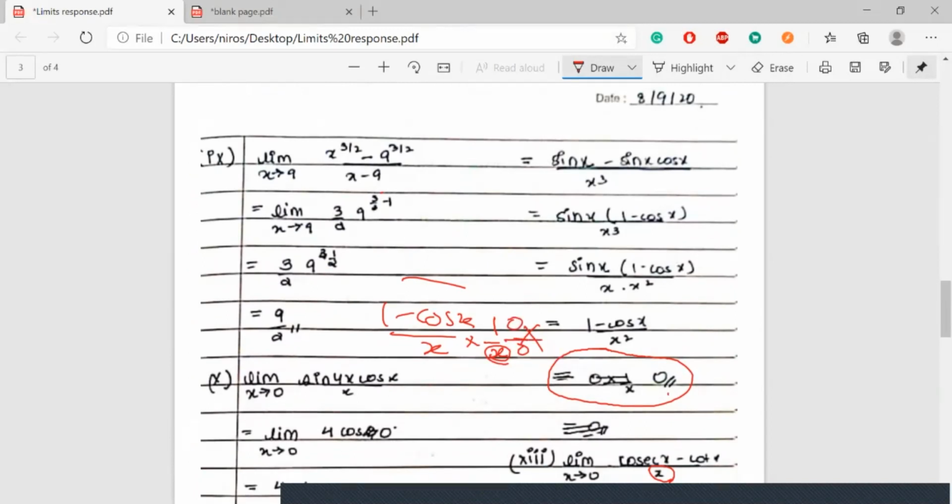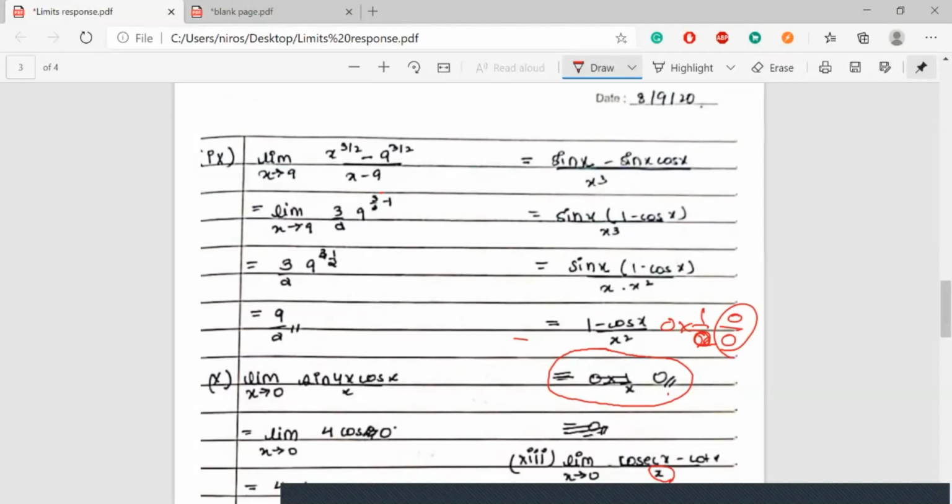How can you write it as 0? See here, it's not multiplied with 0, right? It is 0 into 1 by x, correct? When x is 0, what is this? 0 by 0 form. So I lose marks if I write 0? Because the answer is wrong.